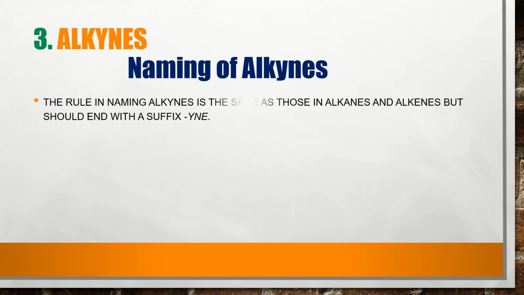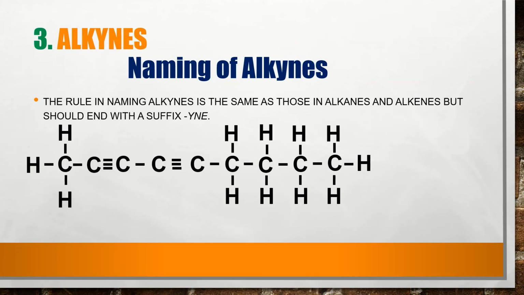In naming alkynes, the rule is the same as those in alkanes and alkenes, but the name should end with the suffix -yne. Let's have this example structure. So, what do you think is the name of this alkyne? Yes, you are exactly correct. It is 2,4-nonadiene.